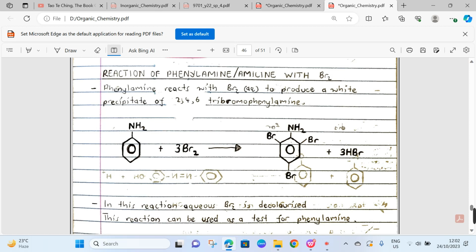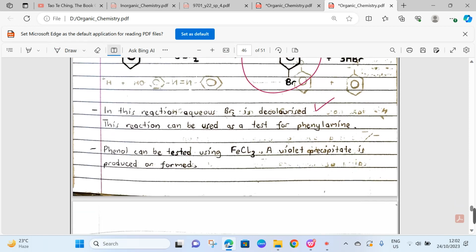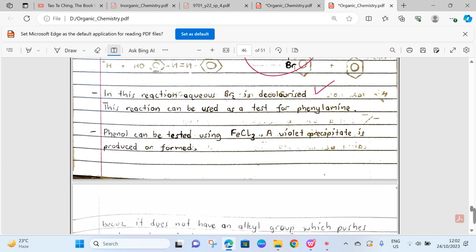Moving on, the reactions of phenylamine or aniline with bromine. Phenylamine reacts with aqueous bromine to produce a white precipitate known as 2,4,6-tribromophenylamine. In this reaction, bromine is decolorized. You must also understand that this reaction is used to test for phenylamine.